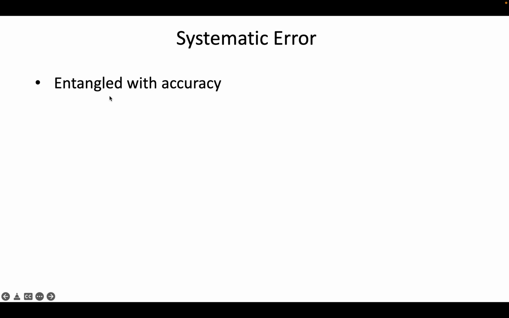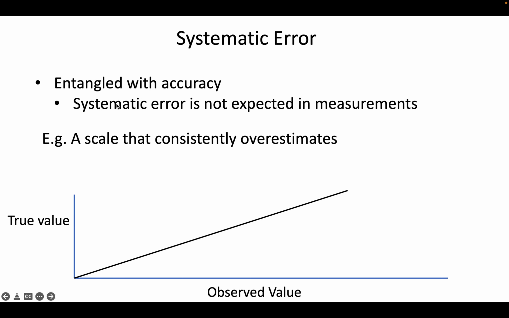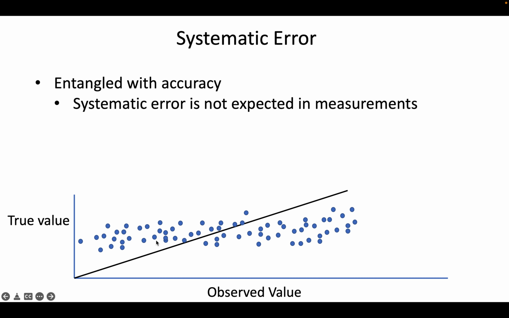So yeah, systematic error is entangled with accuracy, and basically systematic error isn't expected. Back to where I said with random error, it's like a scale that is plus or minus 0.005 grams. An example of systematic error with a scale would be one that consistently overestimates values. So if this black line here is the true value and we consistently observe values that are higher, that's systematic error basically. And there are more insidious examples where it's not a consistent trend over the range of possible values.